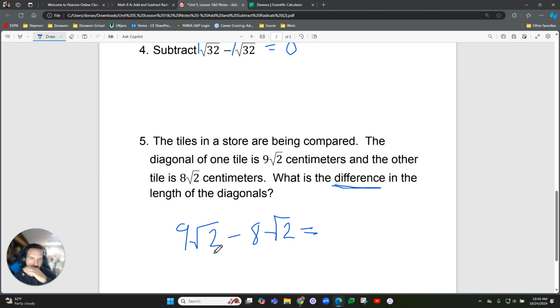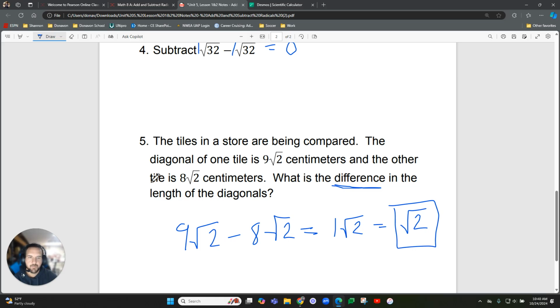Again, they're the same radicand. Both have 2. And the root in this case is a 2 because it's an invisible 2. Anytime there's no root, we just assume it's going to be a square root. So 9 minus 8 is 1, so that would be 1 square root of 2. Or we could just leave it as square root of 2, because any number times 1 is literally just that number. That would be the difference in the diagonals of these two different tiles.